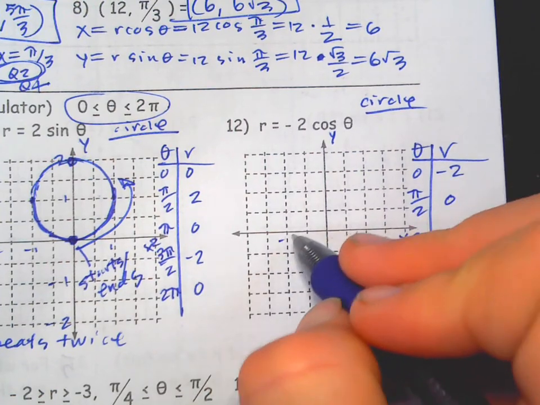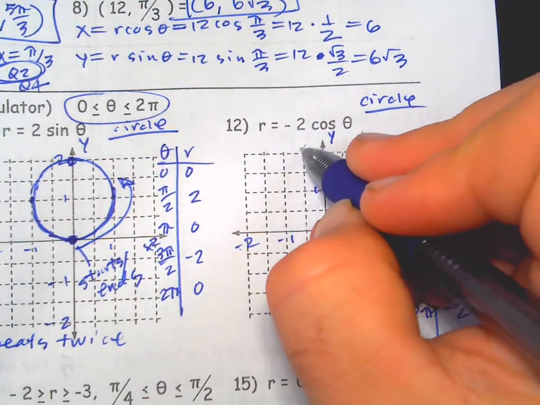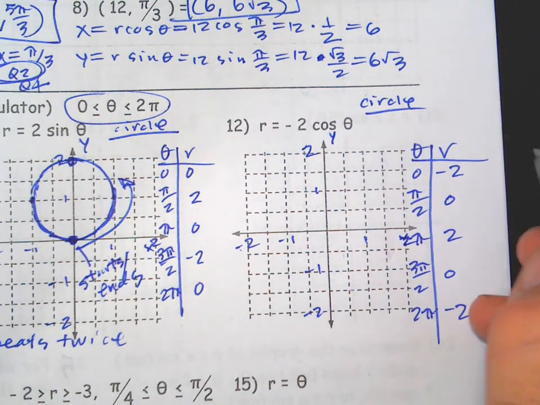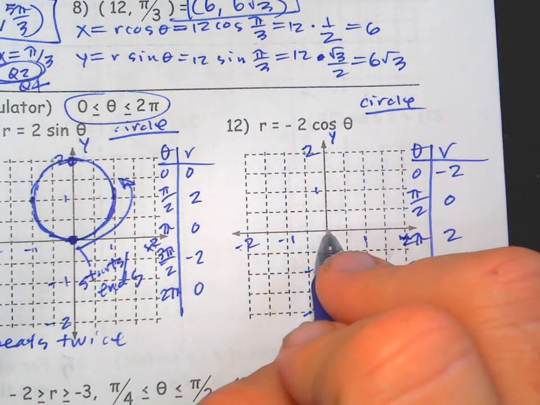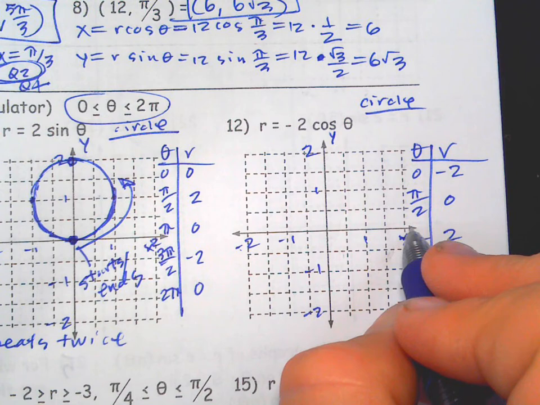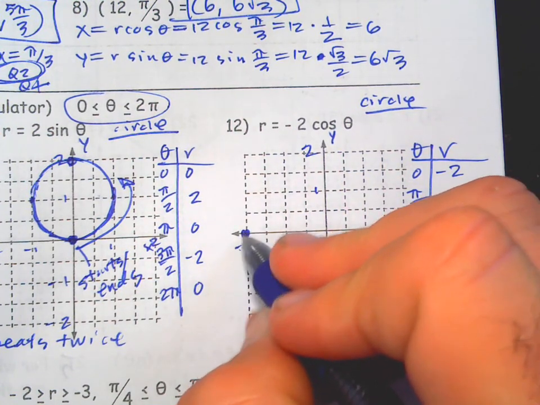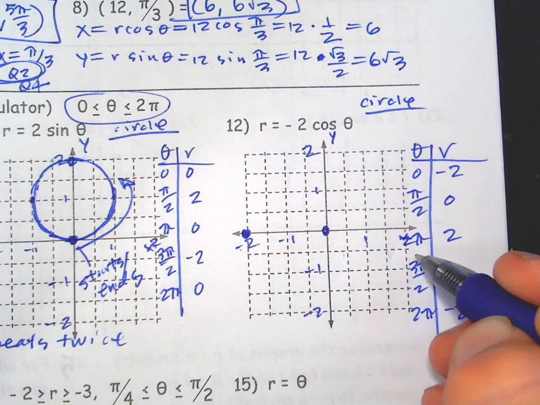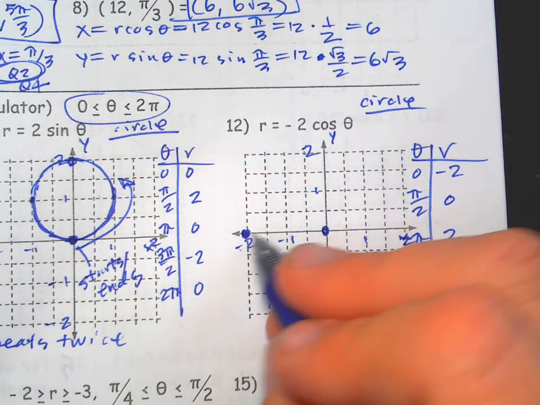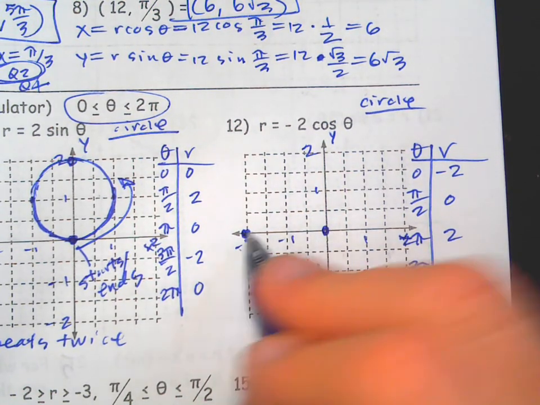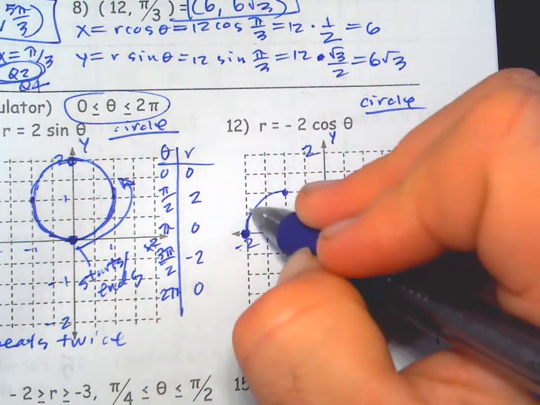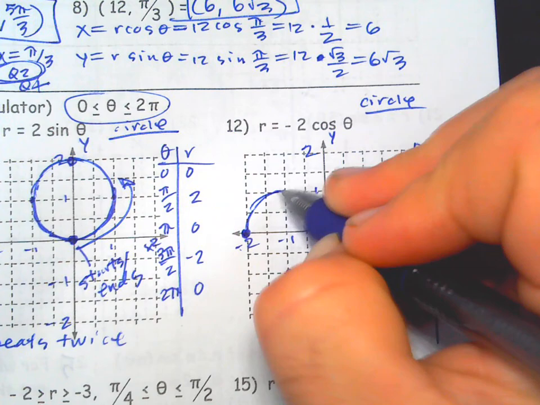So we're going to go with that. So 0, -2. The angle is pointing to the right, but the radius is negative, so it's going to be over here. And then pi over 2 is going to be up here with a 0. And then pi would be over here, but it has a positive radius, so it repeats. It's right on top of itself. So you can just put a couple other dots right there so your drawing looks nice.